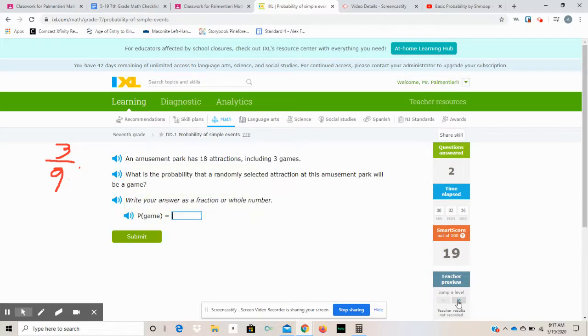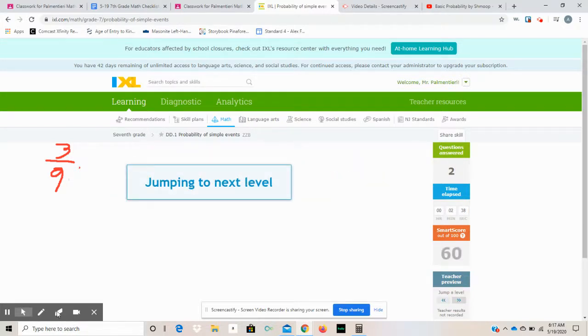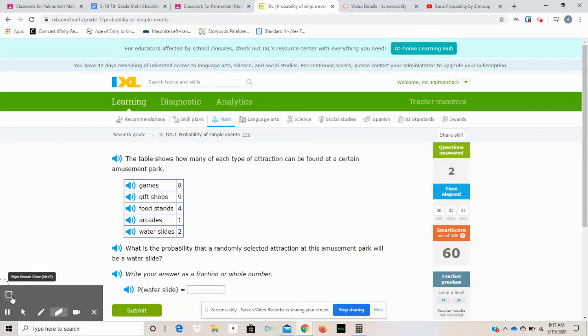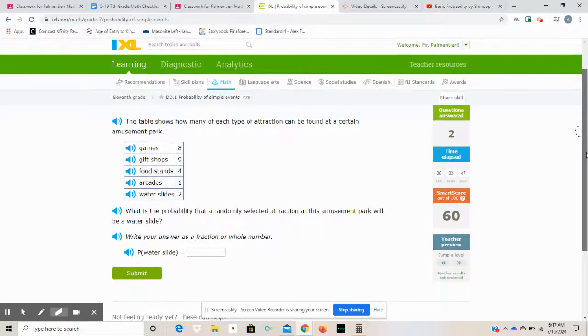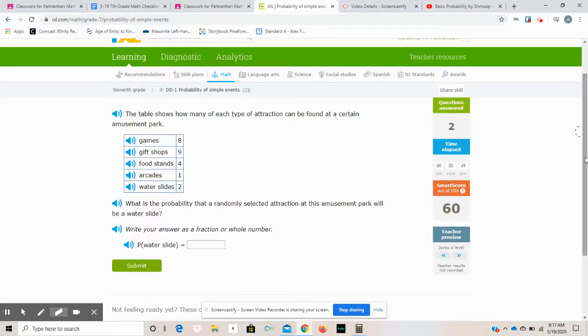Okay, now I'm going to jump a level. We're going to see how this gets a little harder here. All right, so now they give you a chart. In the chart it says the table shows how many of each type of attraction can be found at a certain amusement park. So there's 8 games, 9 gift shops, 4 food stands, 1 arcade, and 2 water slides.